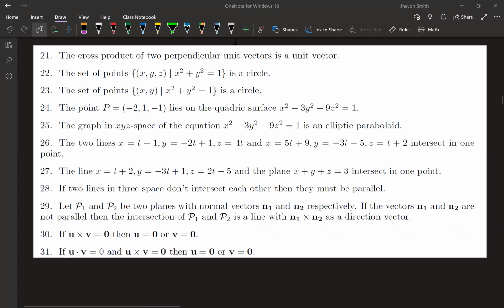Pay attention. Cross product of 2 perpendicular unit vectors is a unit vector.